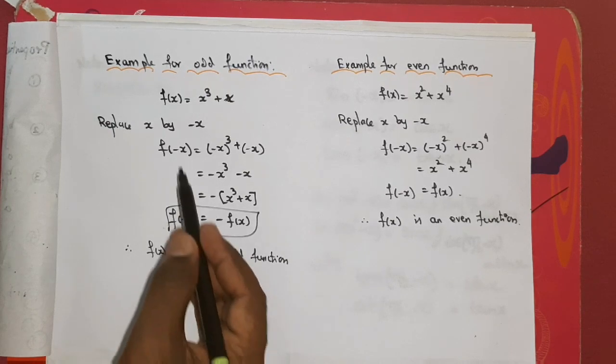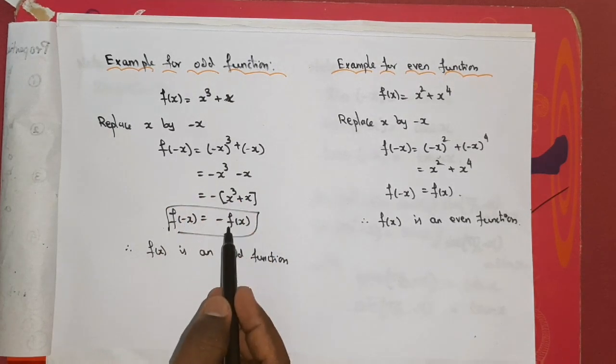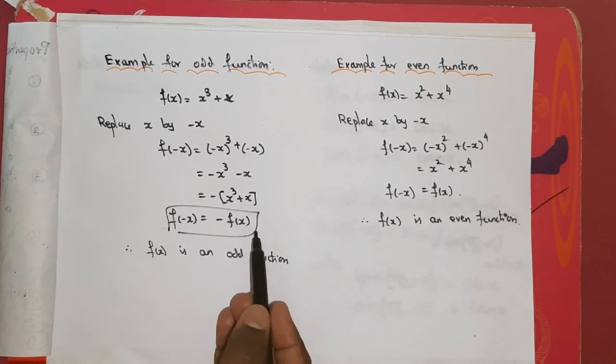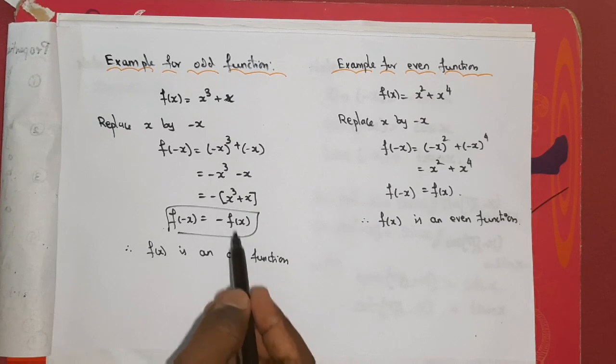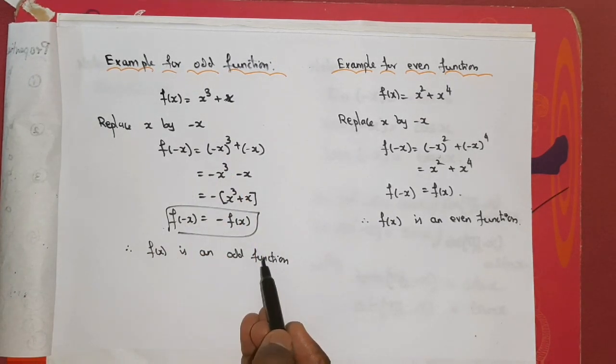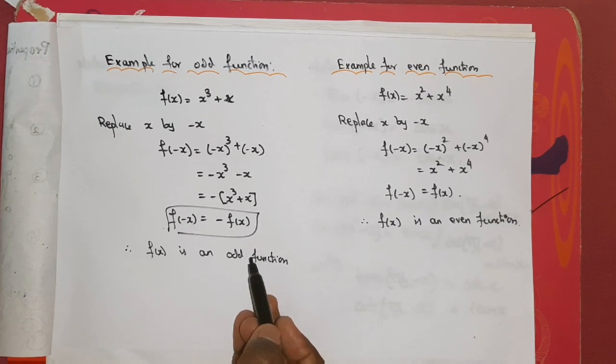Actually we found f of minus x, and this answer is equal to the negative of the original function. Then it satisfies the condition for an odd function. Therefore the given function is an odd function. Can you understand? Okay.